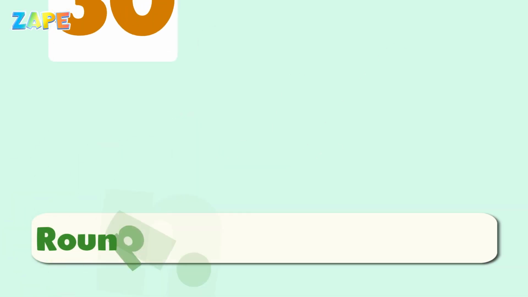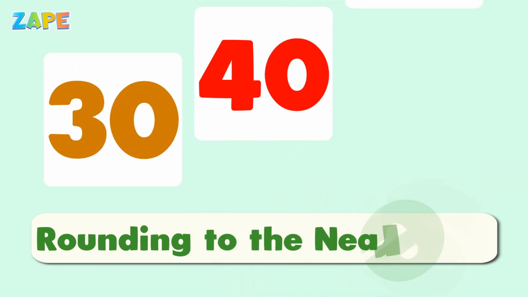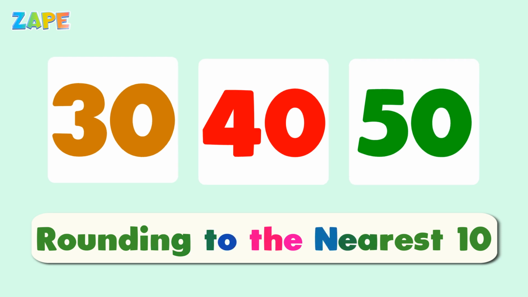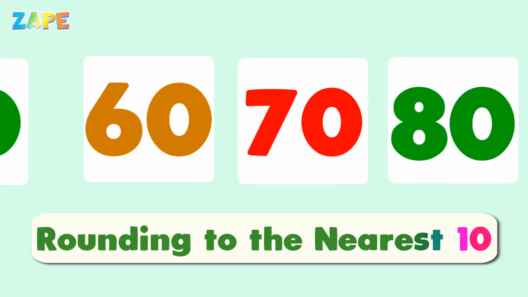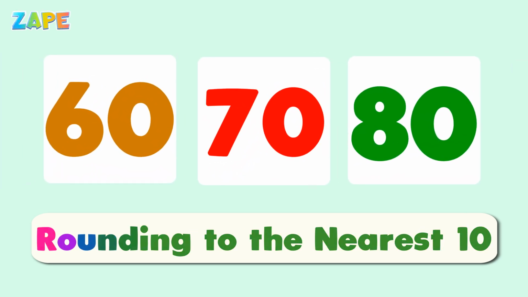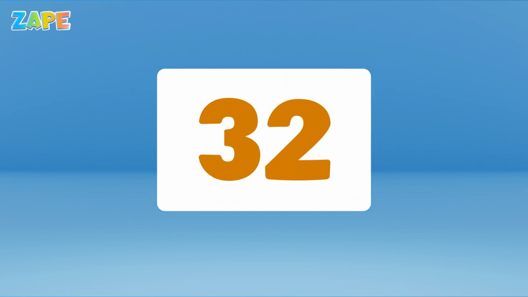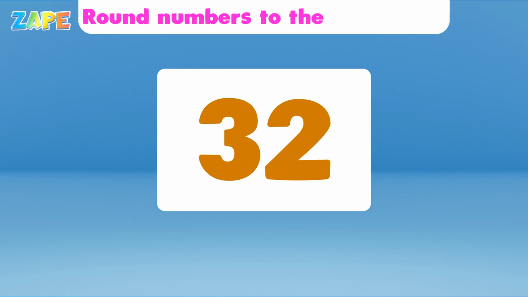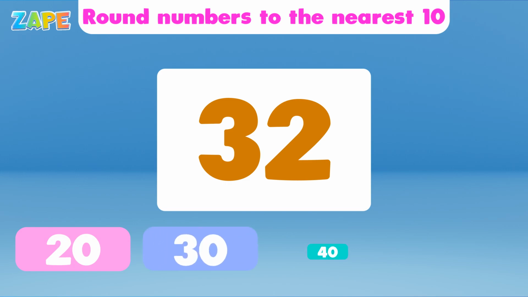Hello, smart thinkers. Today, we're going to learn how to round numbers to the nearest 10. Rounding helps us find numbers that are easier to work with. Let's see how it works. Here's our number, 32. We want to round it to the nearest 10. So let's look closely and think step by step.